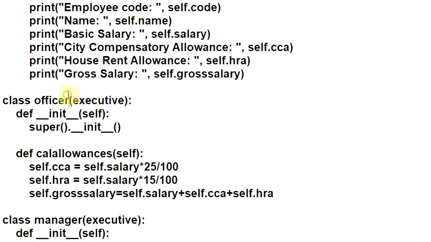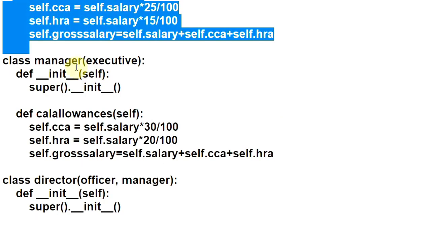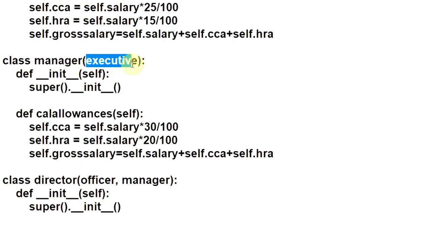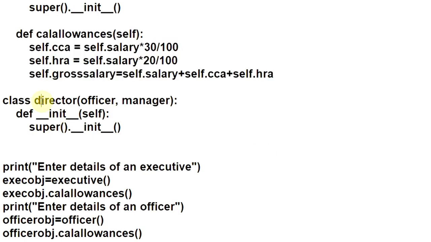Now this is the officer class which is inheriting the executive class. It is overriding the cal allowance function. This is the manager class which is inheriting the executive class. It is overriding the cal allowance function. This is the director class. It has no function inside it. Now to understand the logic, we'll start from the main function.